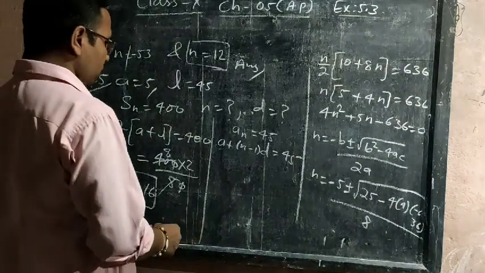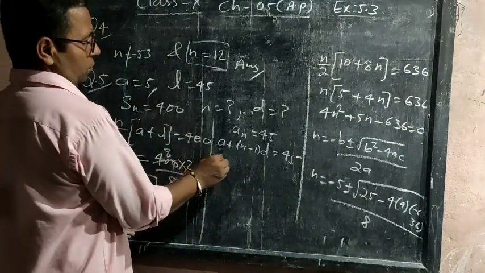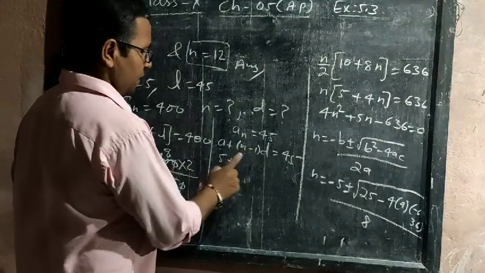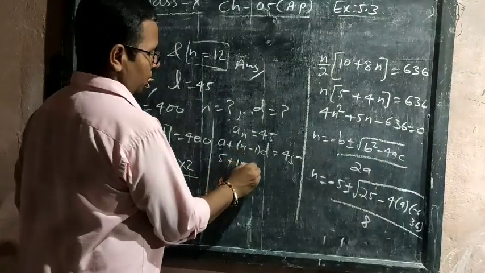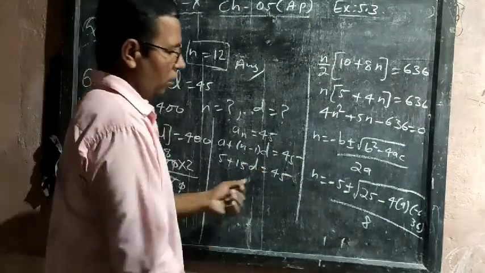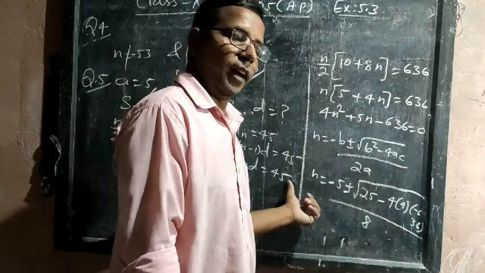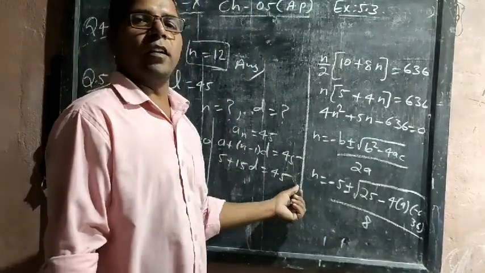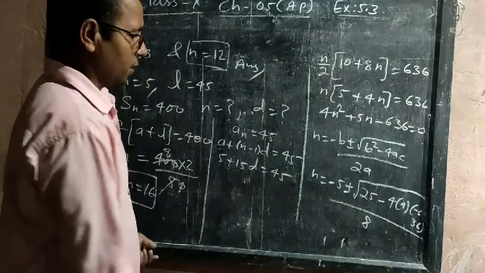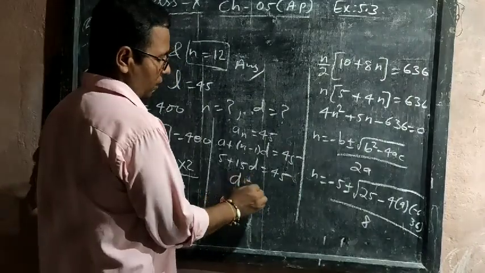So the a value is 5. So 5 plus the n value 16, 16 minus 1 is 15, and d is equal to 45. So this 5 will go to the RHS side, it will become negative. So 45 minus 5, you will get 40, and that 40 will go in divisions. So d is equal to how much?